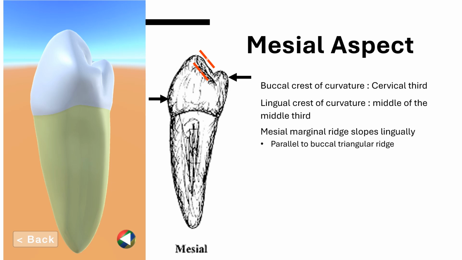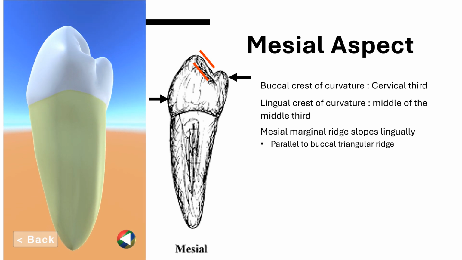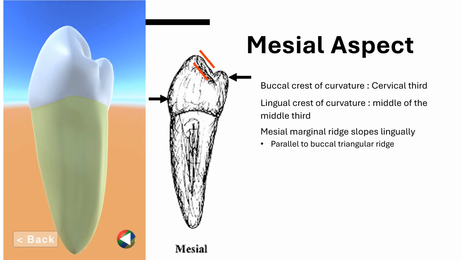The mesial marginal ridge, as you see here, is sloping downwards, and it is usually parallel to the buccal triangular ridge. So if you position it correctly, then you will see that the buccal triangular ridge, which you can see here, and the mesial marginal ridge are roughly parallel to each other.